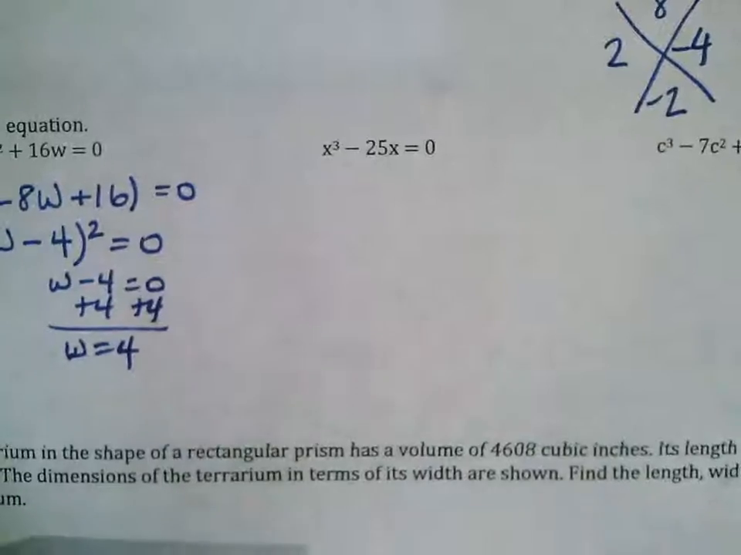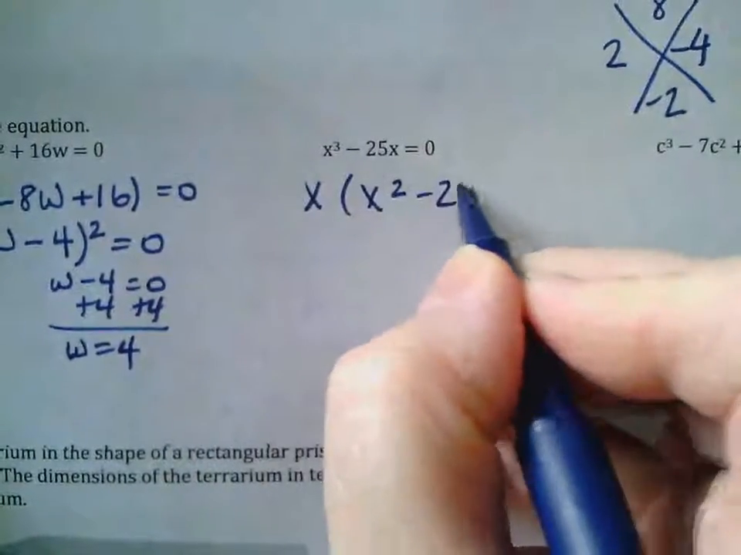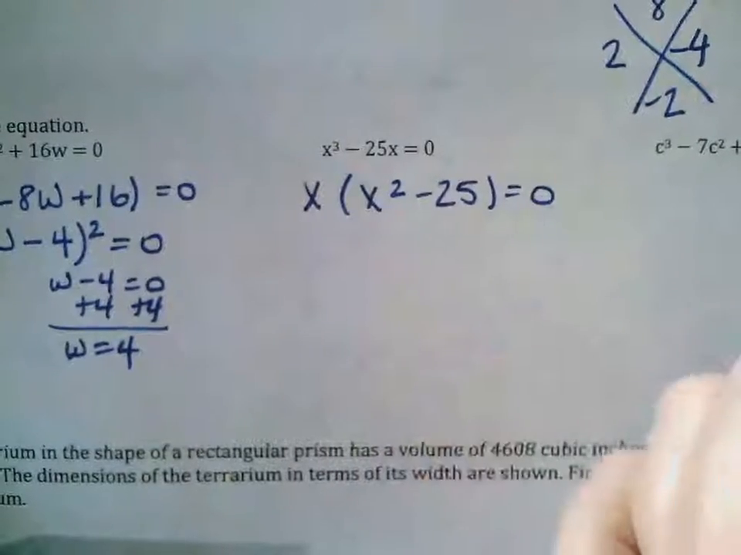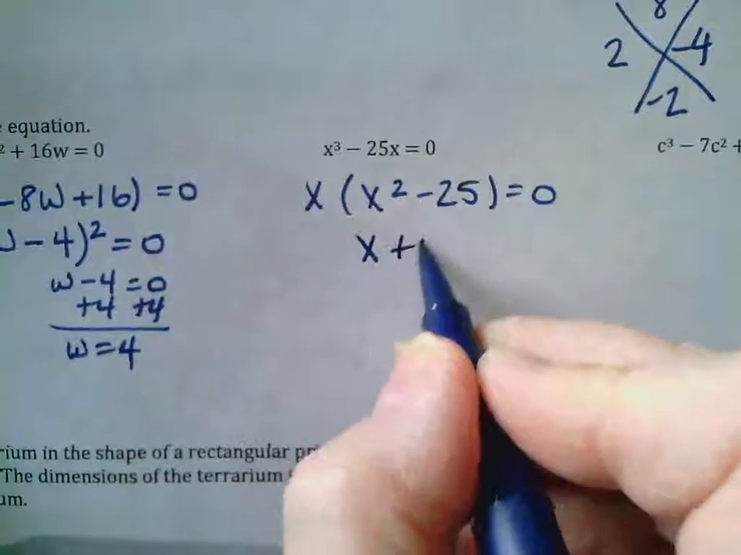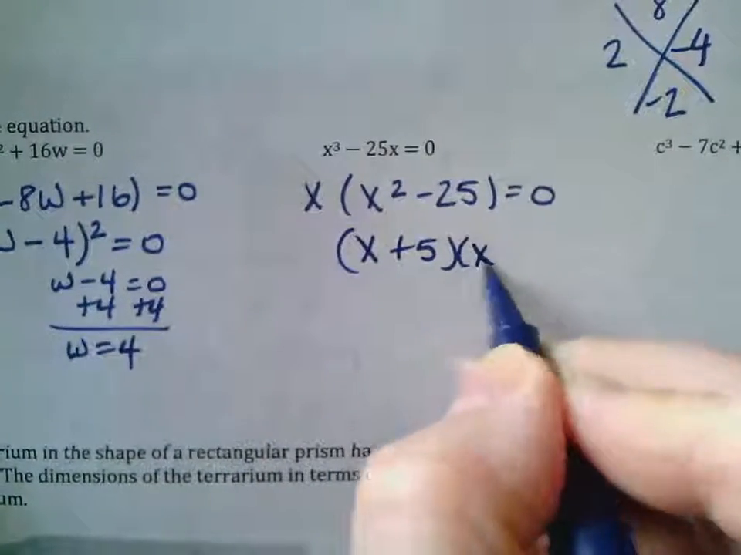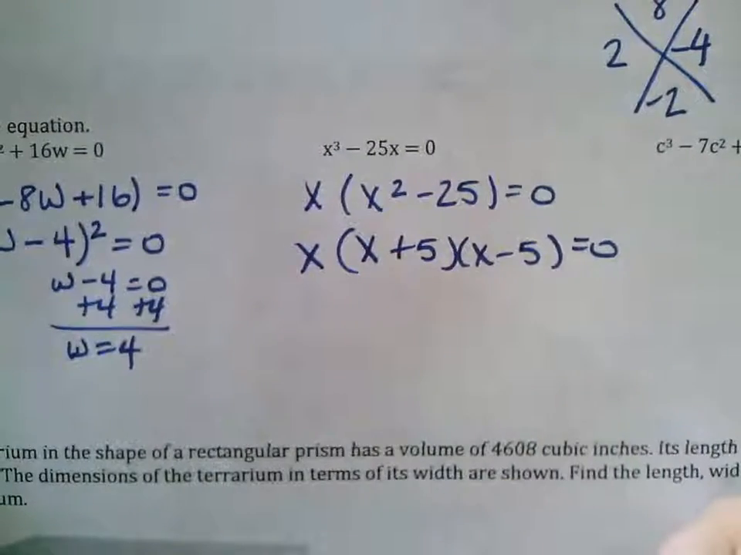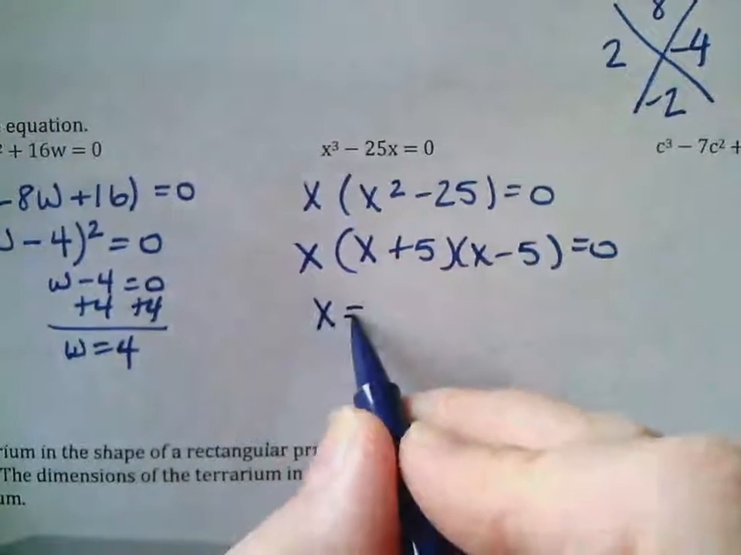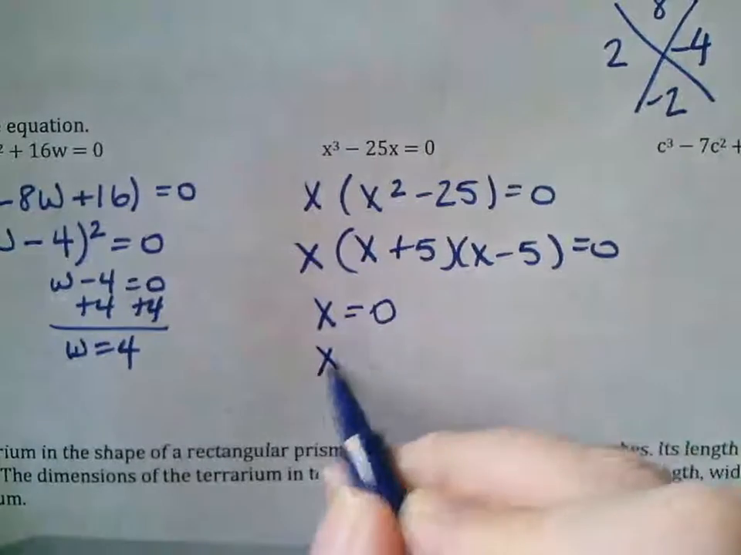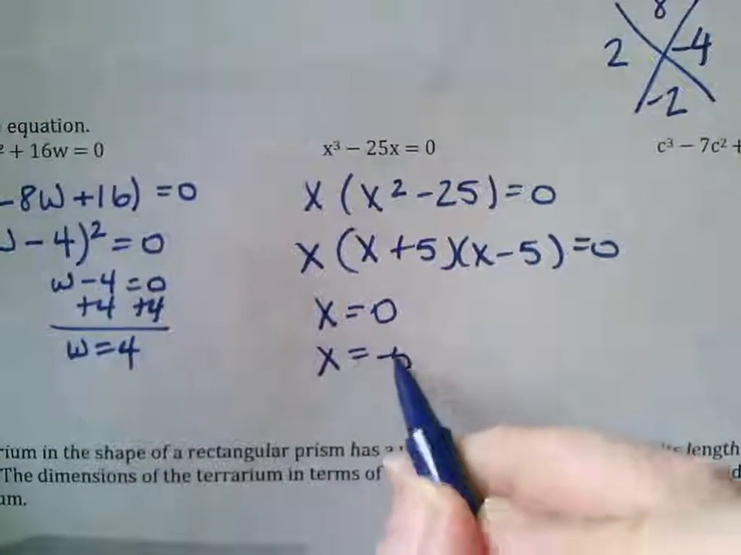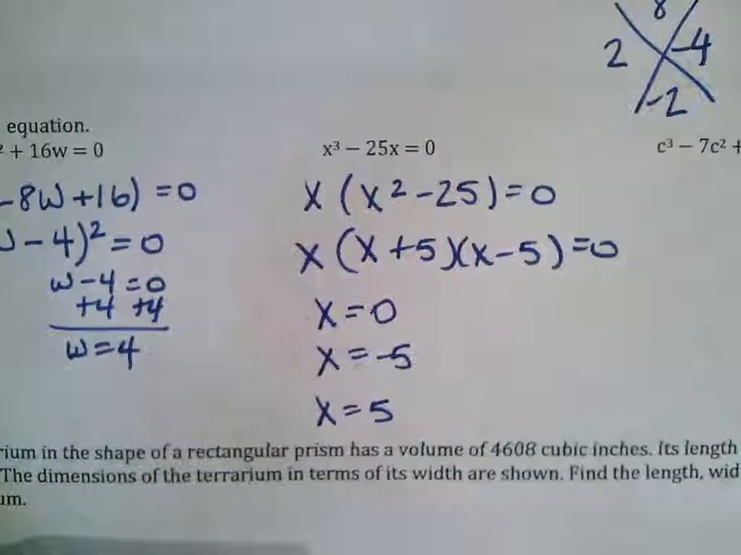This one, once you pull out that x, you're left with x squared minus 25. That's awesome, because these we can do as a difference of squares. x times x plus 5 times x minus 5, all equal to 0. So x is going to equal 0, or x can equal negative 5, or x can equal positive 5. Any of those could make that true.